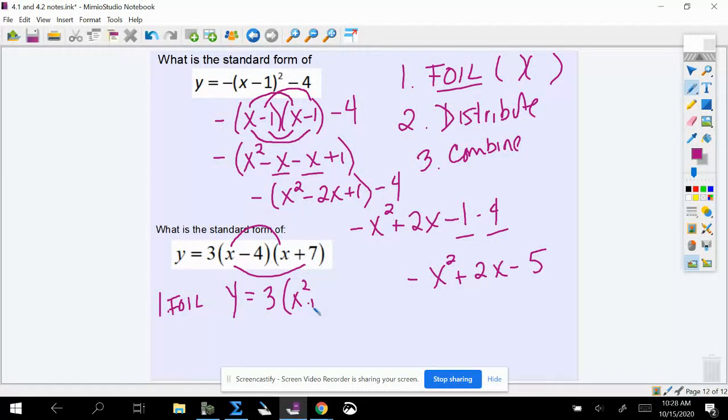X times 7 is 7x. -4 times x is -4x. And -4 times 7 is -28. Combine your like terms in here. So you're going to have x squared, 7x minus 4x is positive 3x. So that's their FOILing. Your second step will be faster.